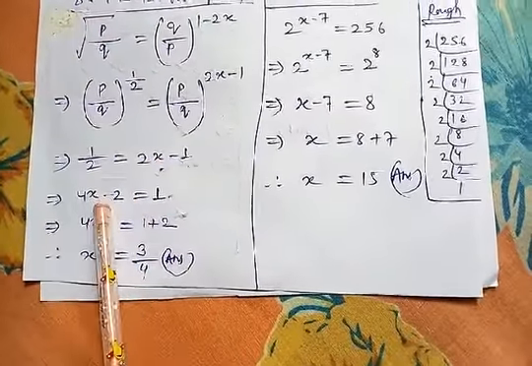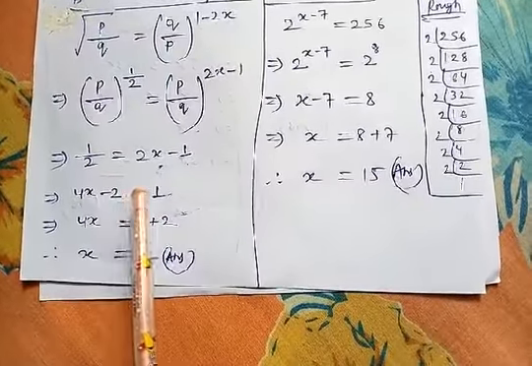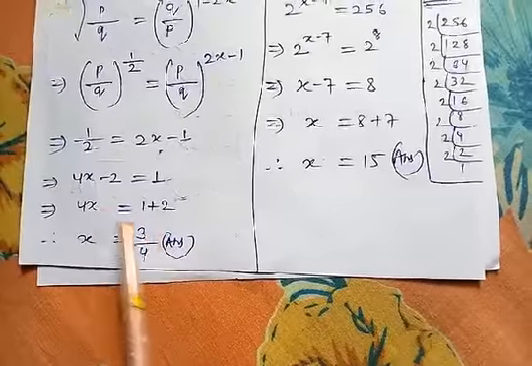2 2s are 4x, 2 1s are minus 2, 1 1s are 1. 4x equal to 1 plus 2. This minus 2 came here. So 1 plus 2 is 3. x equal to 3 by 4.